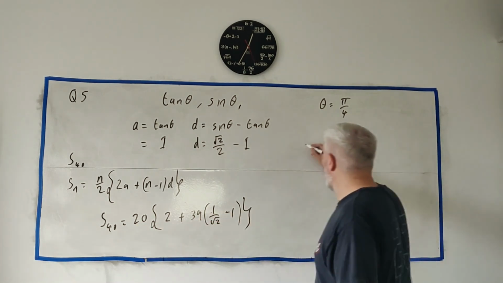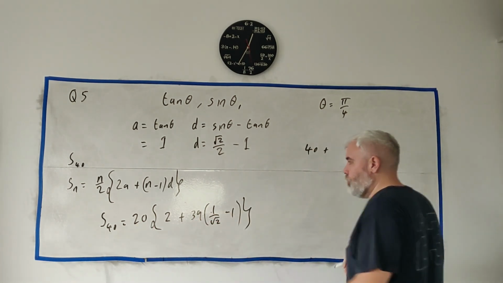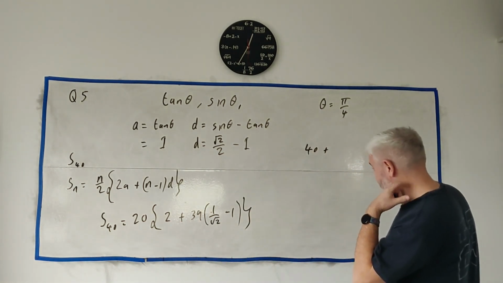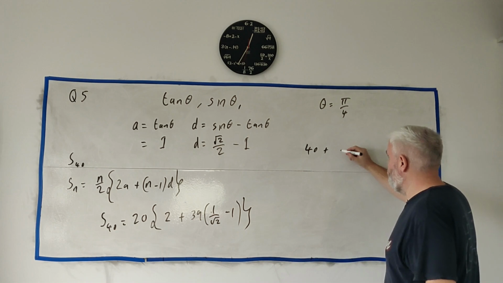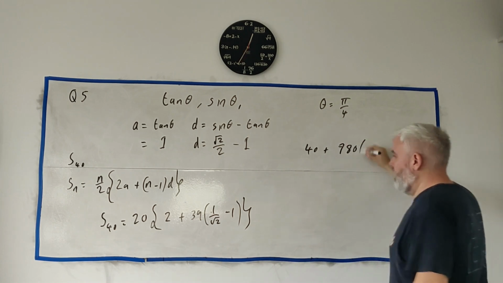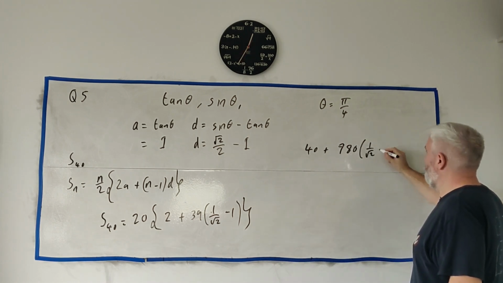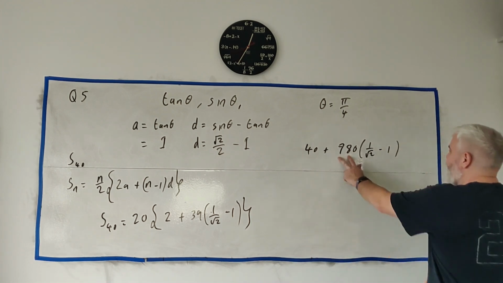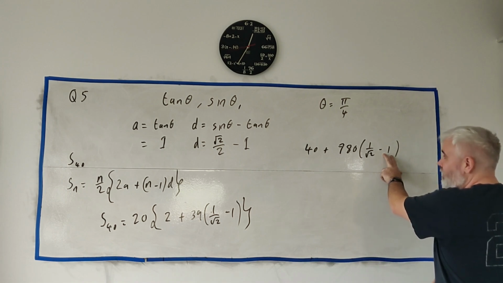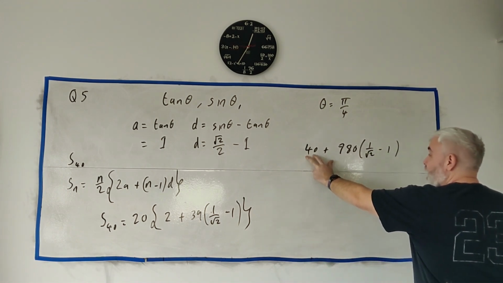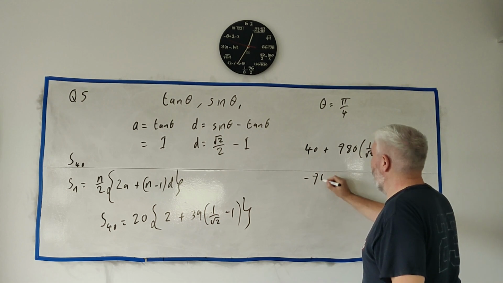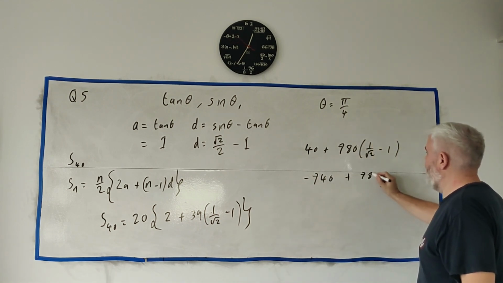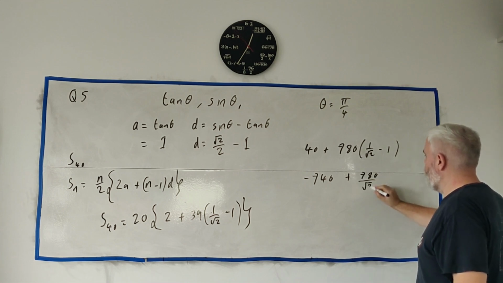Multiply the 20 in, we get 40 plus 20 times 40, which would be 800, so that's 780 times 1 over square root of 2 minus 1. Again, I would definitely use a calculator here. 780 times minus 1 is minus 780. Add 40 to that and we have minus 740 and plus 780 over square root of 2.